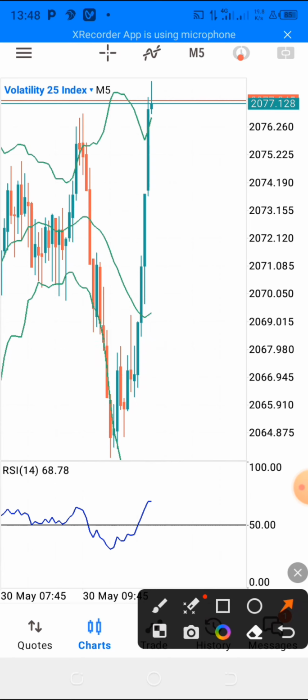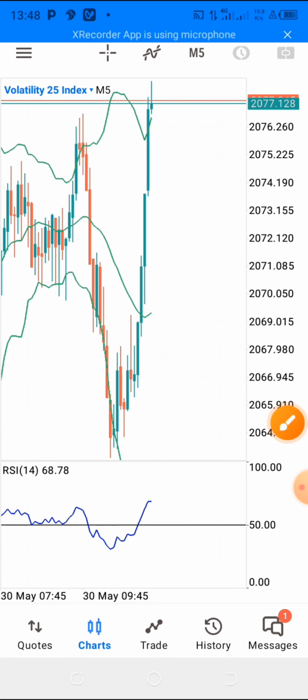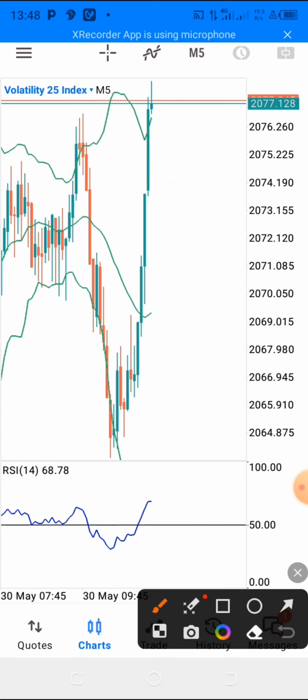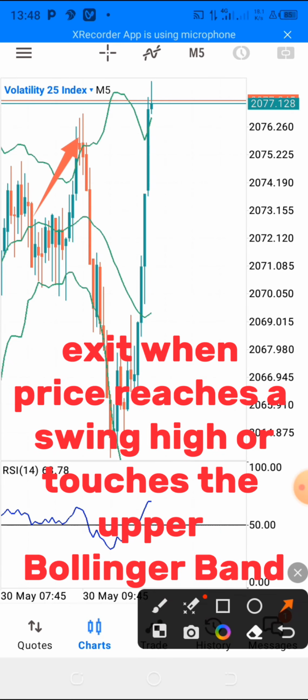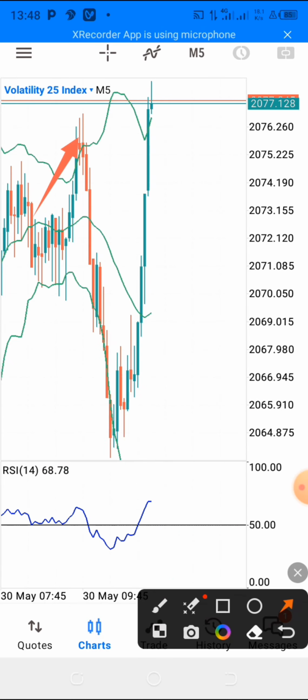So for us to close our trade, one, we can target the previous swing high or swing low. So my profit target was on this level. This was my target. So where am I going to place my stop loss?